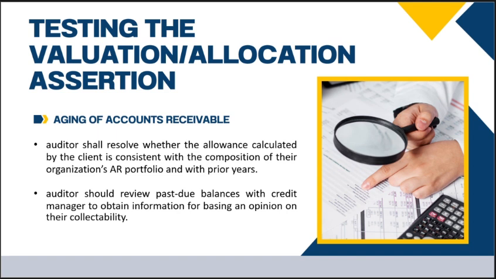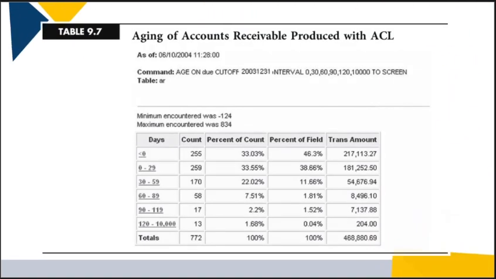The auditor should also review past due balances with the credit manager to obtain information for basing an opinion on their collectability. Next slide. Here, shown in Table 9.7, is an example of an aging of accounts receivable table.